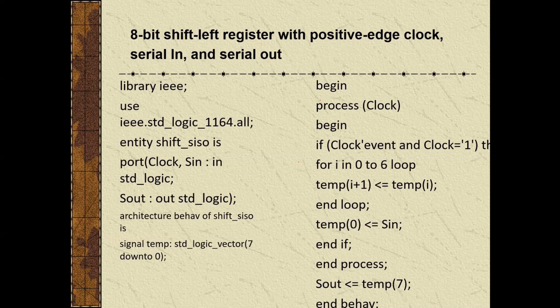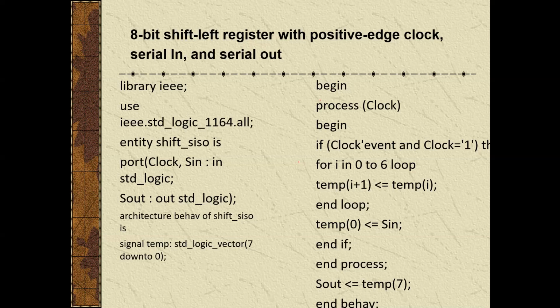Then we have to begin the process in the architecture, a process on the clock. The device will be processed on the clock. So process the clock and begin again. If we give a condition there, if clock event is present and the clock pulse is 1, then only for I in 0 to 6 loop.